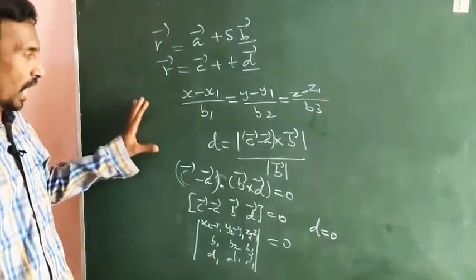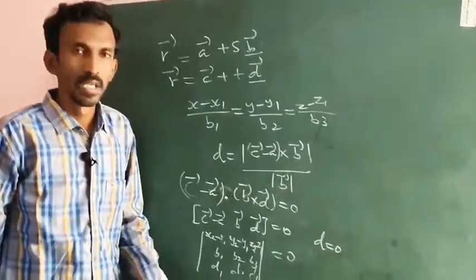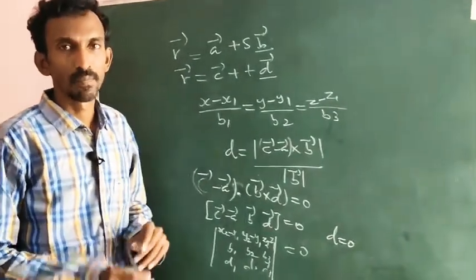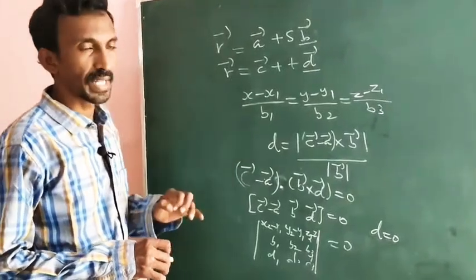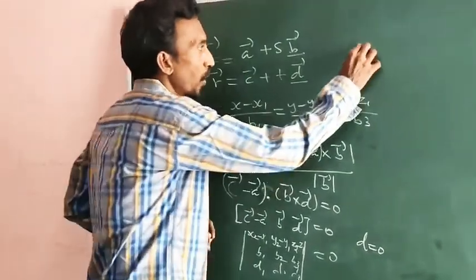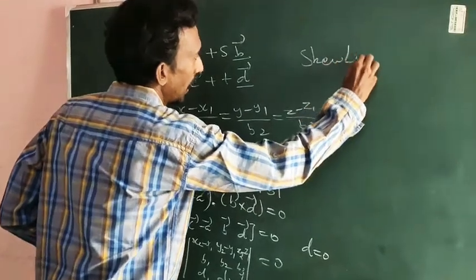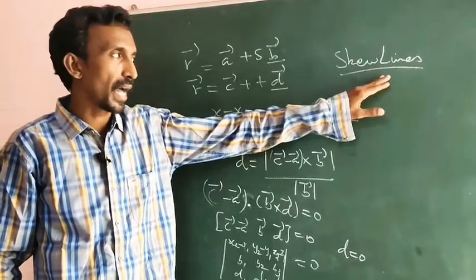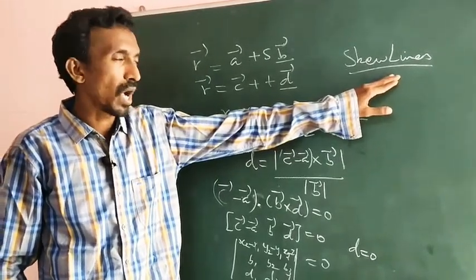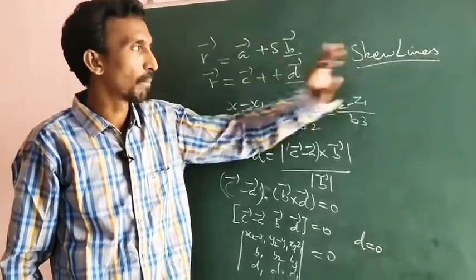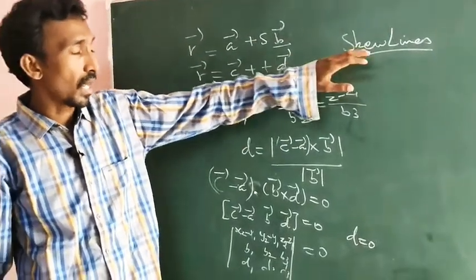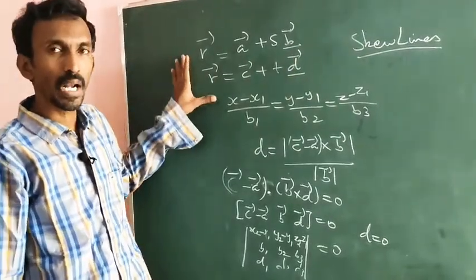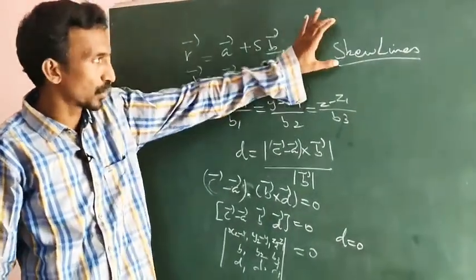Now there is a third kind. The lines which are neither parallel nor intersecting are called skew lines. Skew lines are automatically non-coplanar. We have to draw them only in space, not in the plane. They do not lie on the same plane, they are non-coplanar. So the lines which are neither parallel nor intersecting are called skew lines.